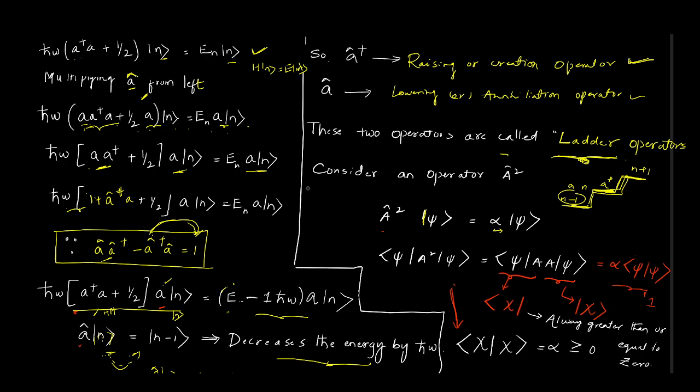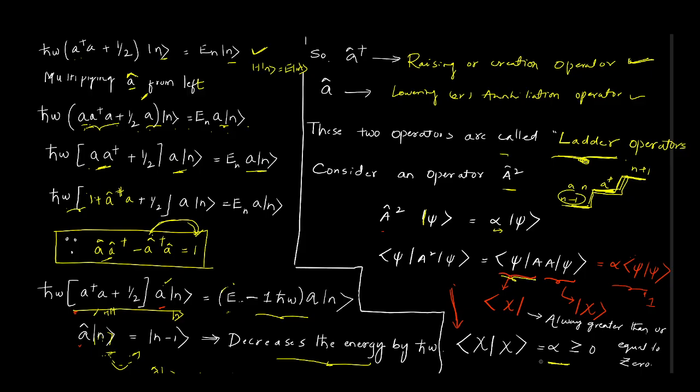Let us consider an example. Consider the operator a dagger a applied onto the state psi, which gives an eigenvalue of alpha for the same state psi. If you multiply by the bra psi, you get this equation, and we consider a operated on ket psi as xi, and this value is equal to alpha. The inner product of xi and xi will be equal to alpha, which will always be greater than or equal to 0.